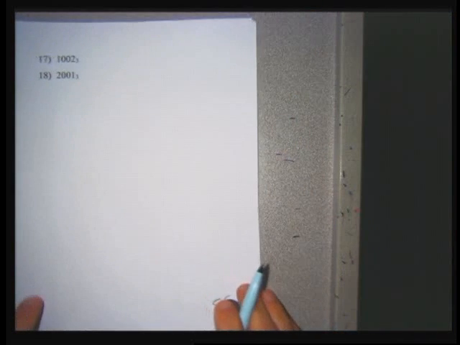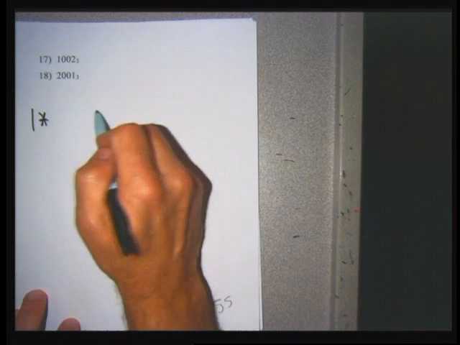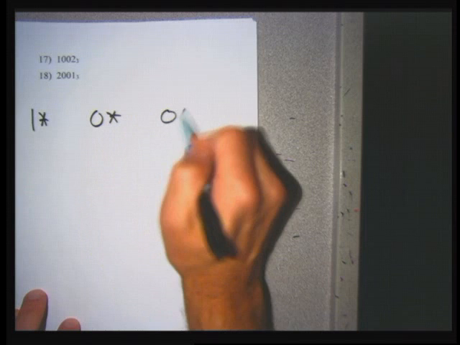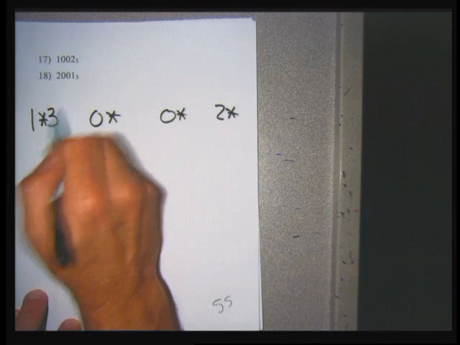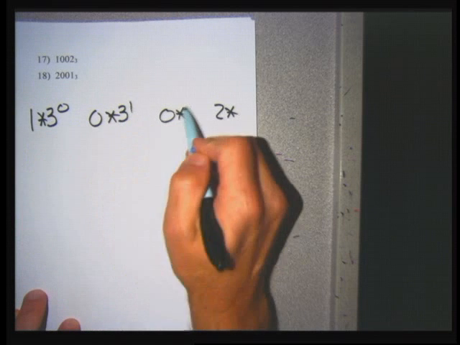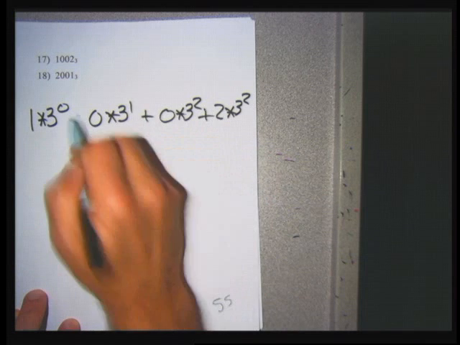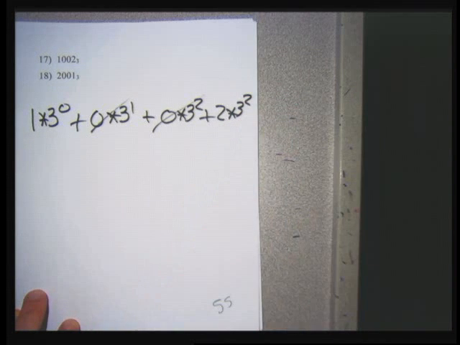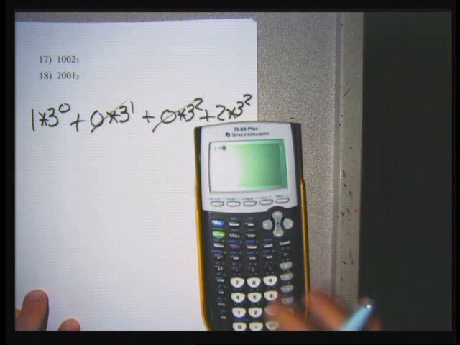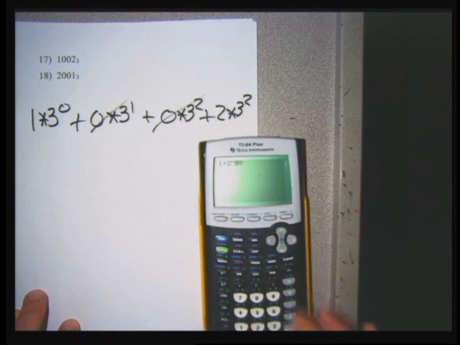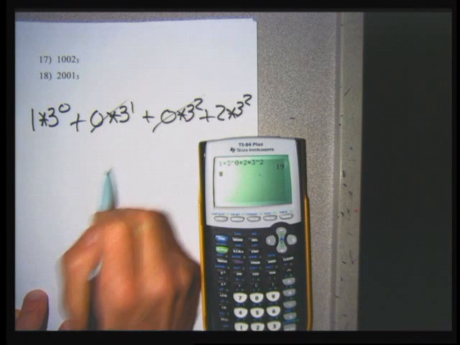Nicely, double zeros in here makes less on my calculator. So backwards, 1 times, 0 times, 0 times, and 2 times. And then 3 to the 0, 3 to the 1, 3 to the second, 3 cubed, plus signs between. Don't worry about the zeros on my calculator. So I'm going to do 1 times 3 up arrow 0 plus 2 times 3 up arrow 2. I'll get 19.